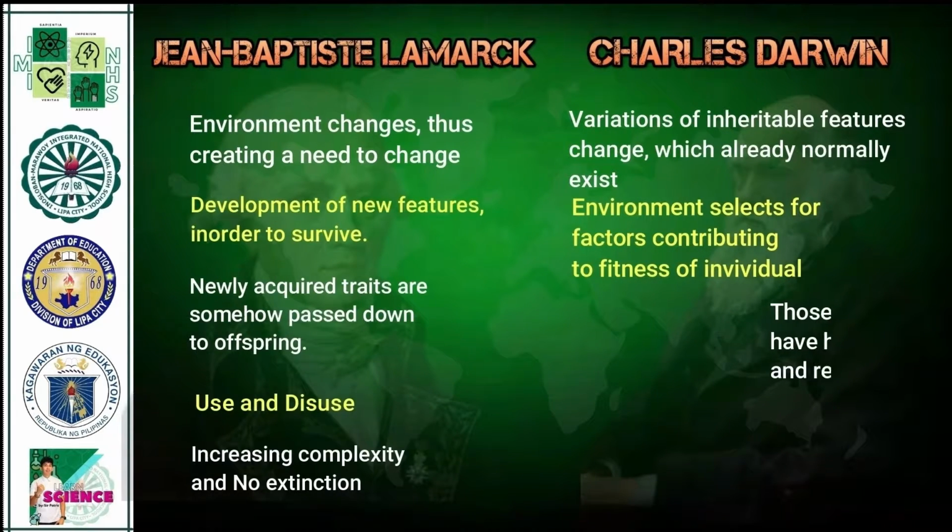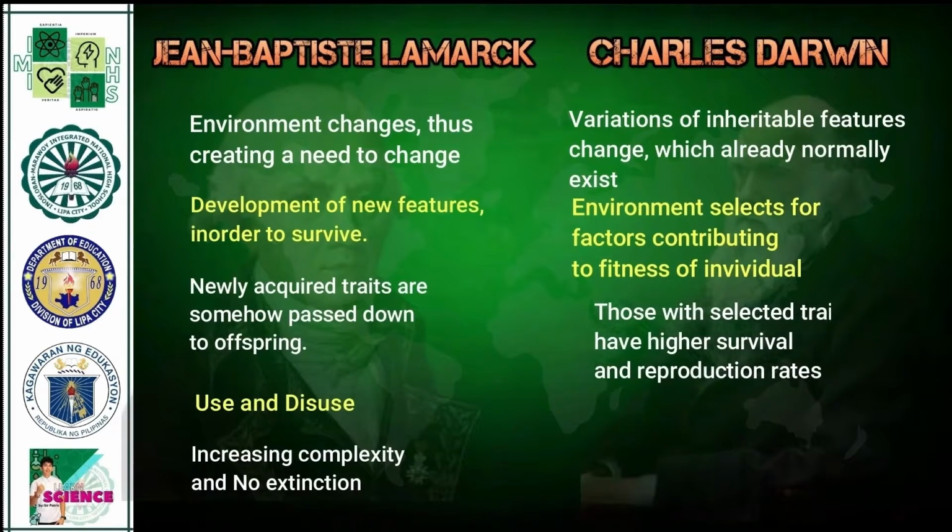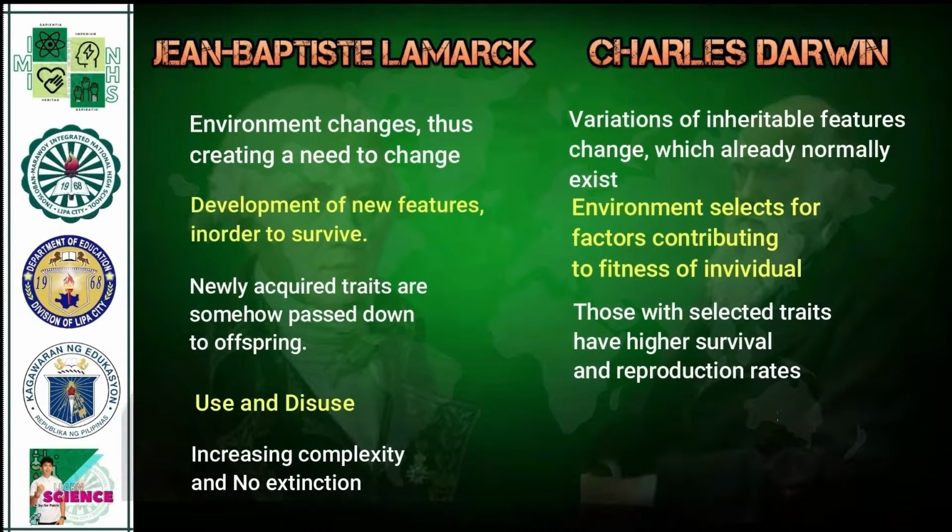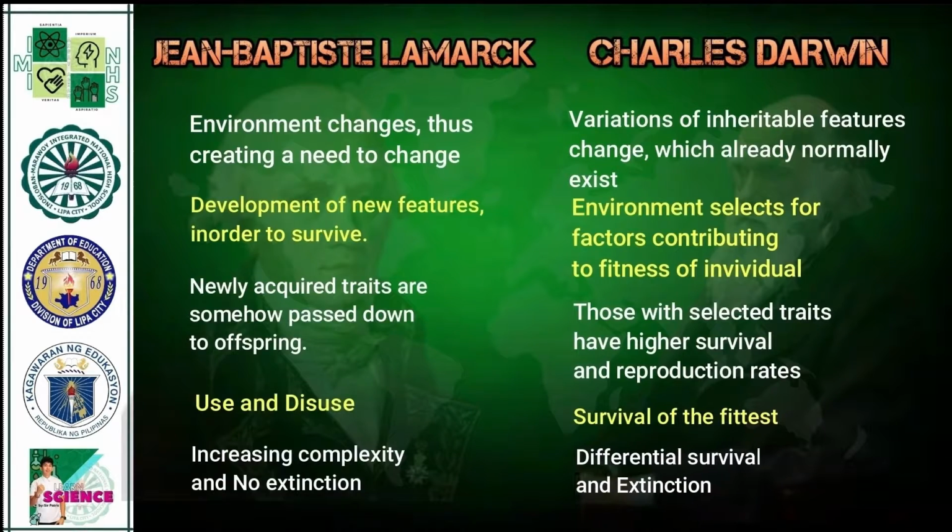Under Charles Darwin, variations of inheritable features which already normally exist change. Environment selects for factors contributing to fitness of the individual. Those with selected traits have higher survival and reproduction rates. Survival of the fittest. And lastly, differential survival and extinction.